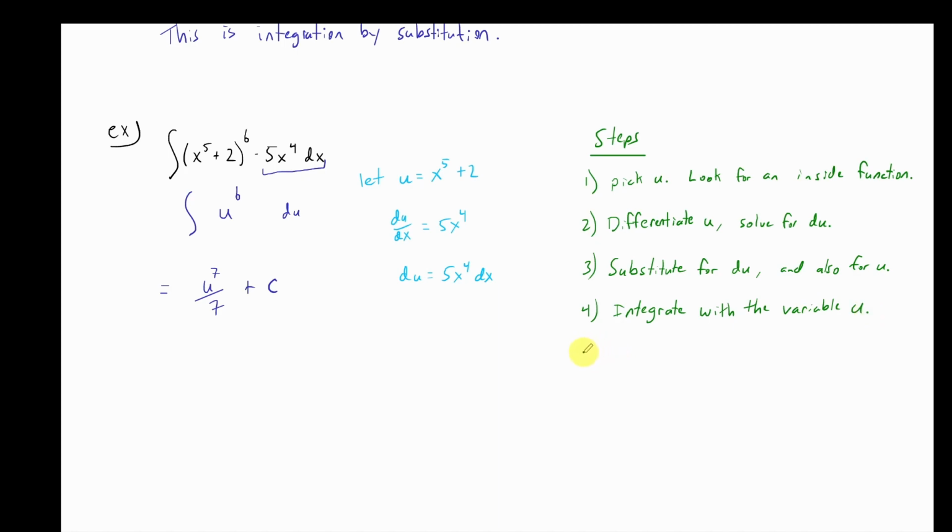So we integrate with the variable u. I misspoke. It's not really our last step. One more step after that. We started off with a function of x's. We should end with a function of x's. So now we substitute back. So I say, okay, u is equal to x to the 5th plus 2. So I replace the u with an x to the 5th plus 2.